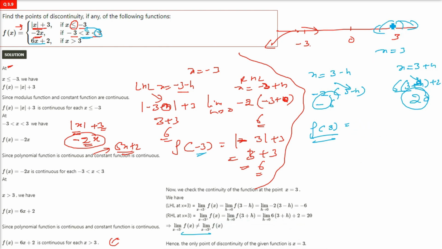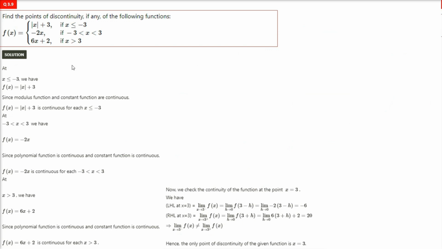So there are several questions like this, and I will encourage you to check for both the points of contention, not just one. Okay, you see in the solution it is only being checked for 3.